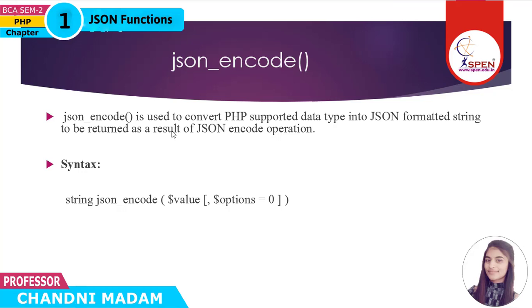Here is the syntax. The json_encode function has two parameters. First is the value that is being encoded, and we will only work with UTF-8. Second is options, which is an optional value. Here we will pass JSON_HEX_TAG, JSON_HEX_AMP, JSON_PRETTY_PRINT. These types of values we will pass in the options.